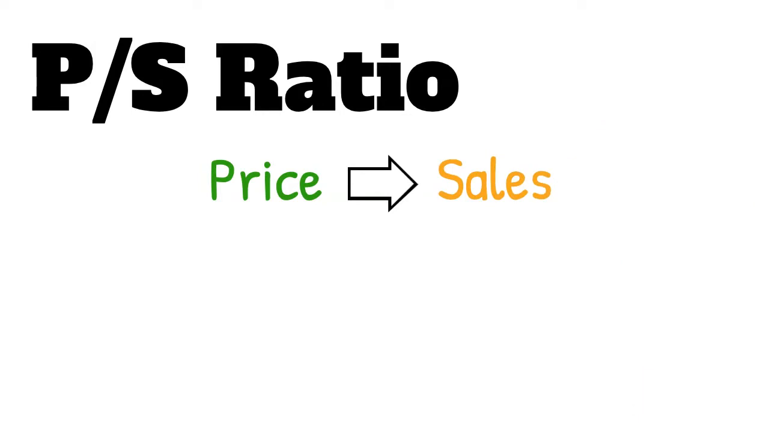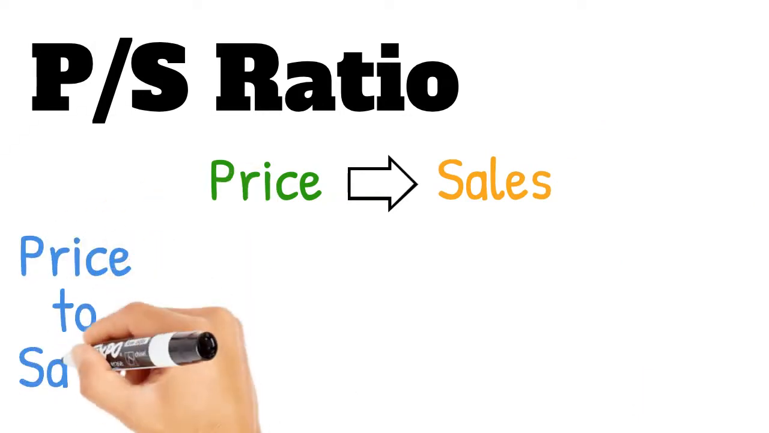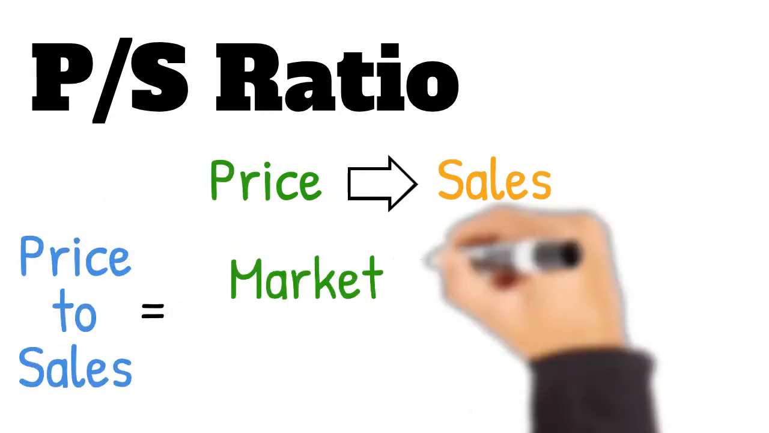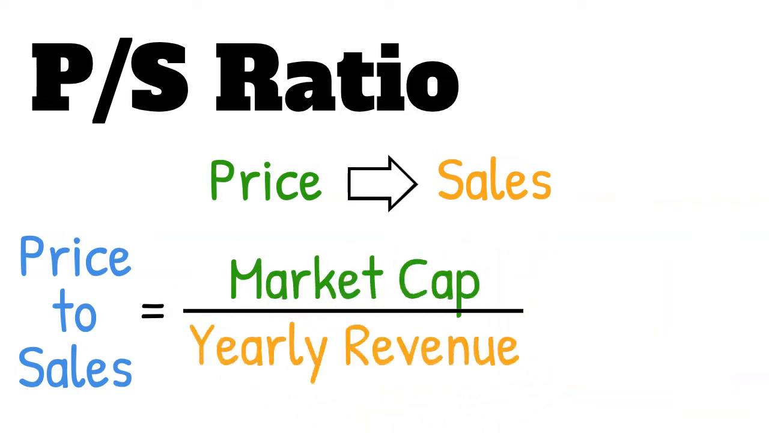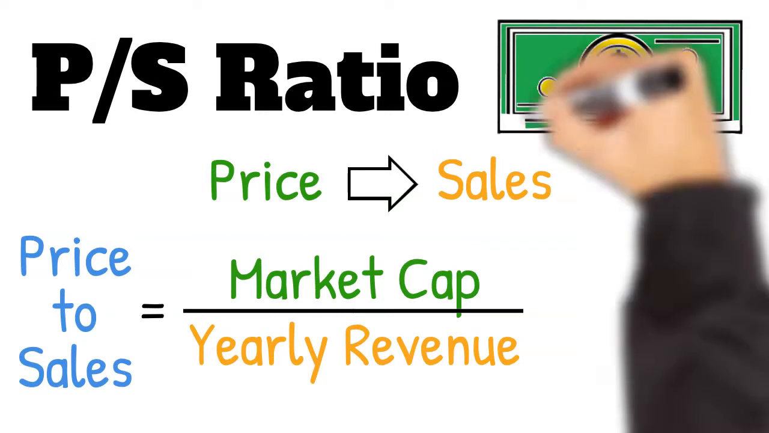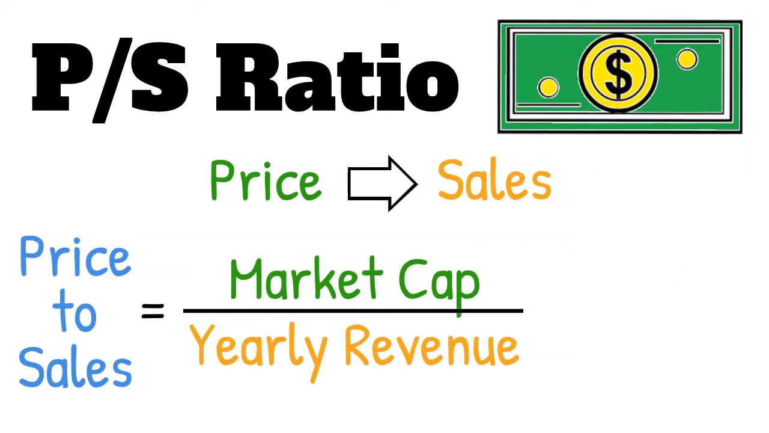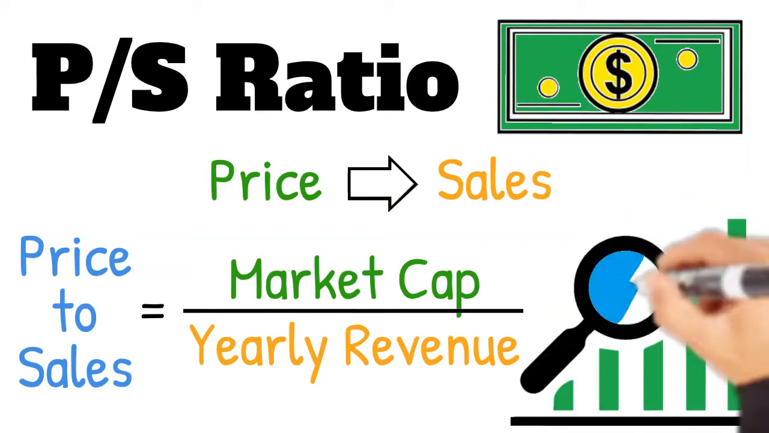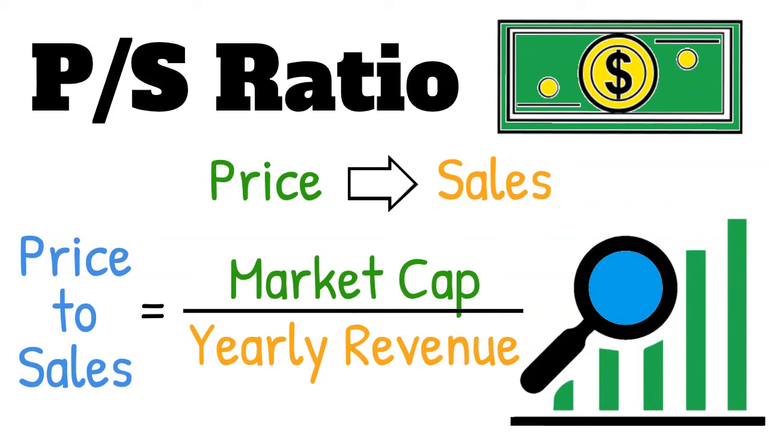The price to sales ratio is a valuation metric that compares the stock's current price to their sales numbers. The calculation for this ratio can be found by dividing the stock's market cap by their yearly revenue. It tells you how much you are paying in stock price for each dollar of revenue the company generates. Investors use price to sales to judge if the company is over or undervalued relative to that company's peers.